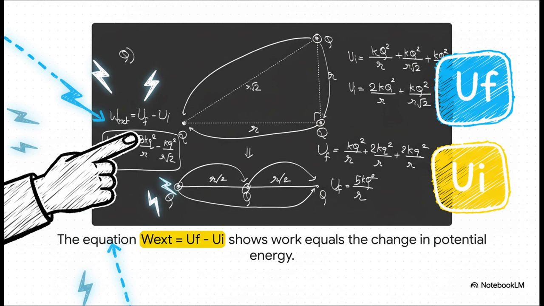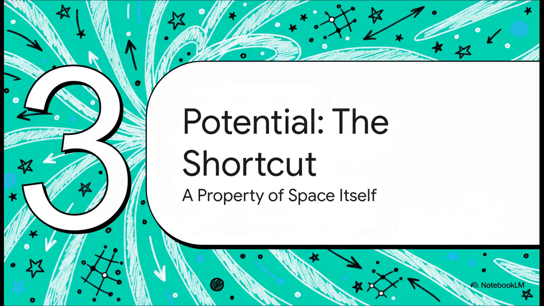This little equation right here is our anchor. It tells us exactly how much energy we've packed into the system. The external work done, that's Wx, is simply the difference between the final potential energy, U final, and whatever the initial potential energy was, U initial. Simple as that.